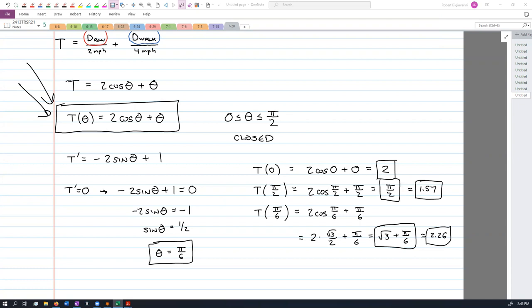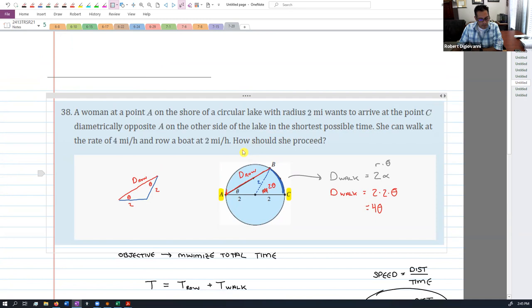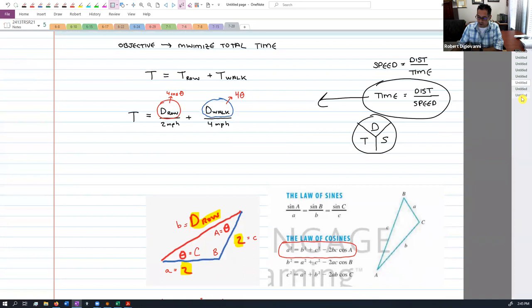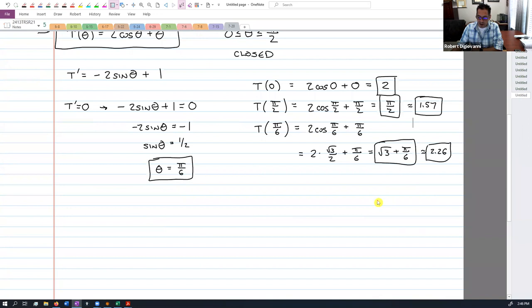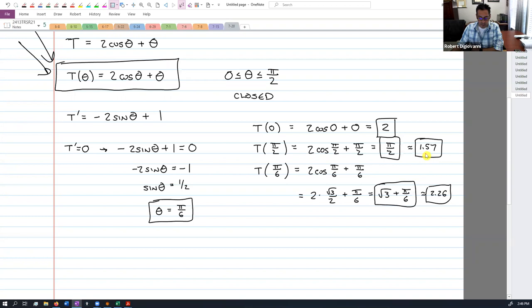Okay, we have three answers. The question was asking originally, a woman wants to get from point A to point C, and she wants to do it in the shortest time possible. She can walk at this rate and she can row the boat at this rate. How should she proceed? Your answers are these three times. Which time is the smallest there? 1.57, right? Yeah, so that's the shortest way, but that corresponds to what angle? What angle gives you this time?